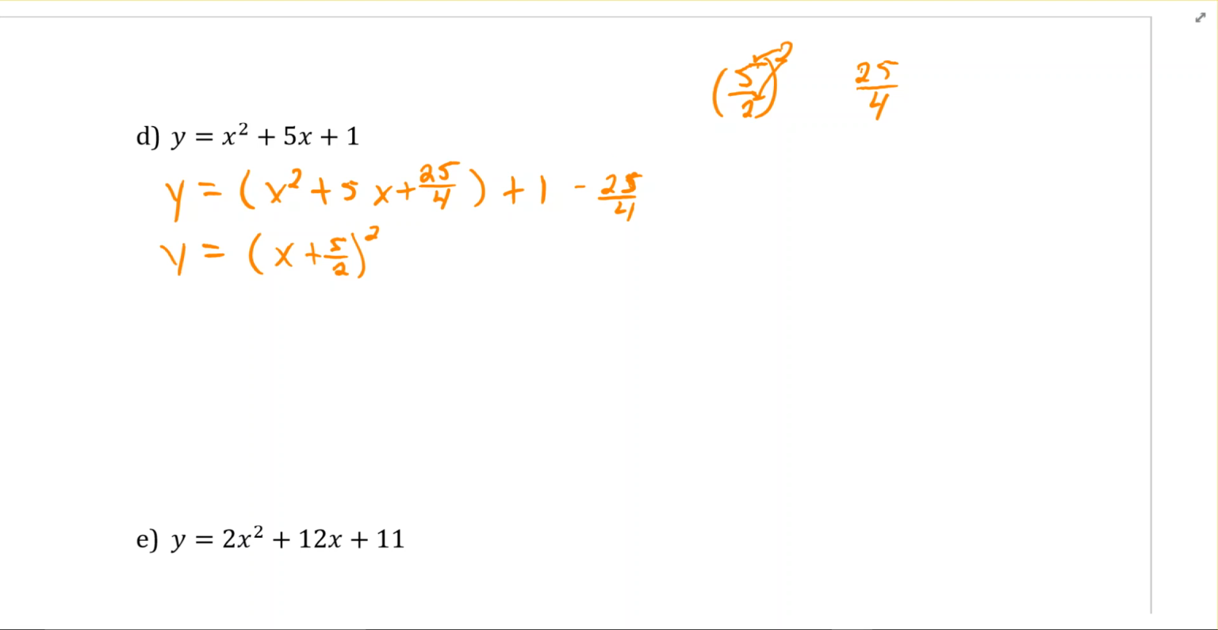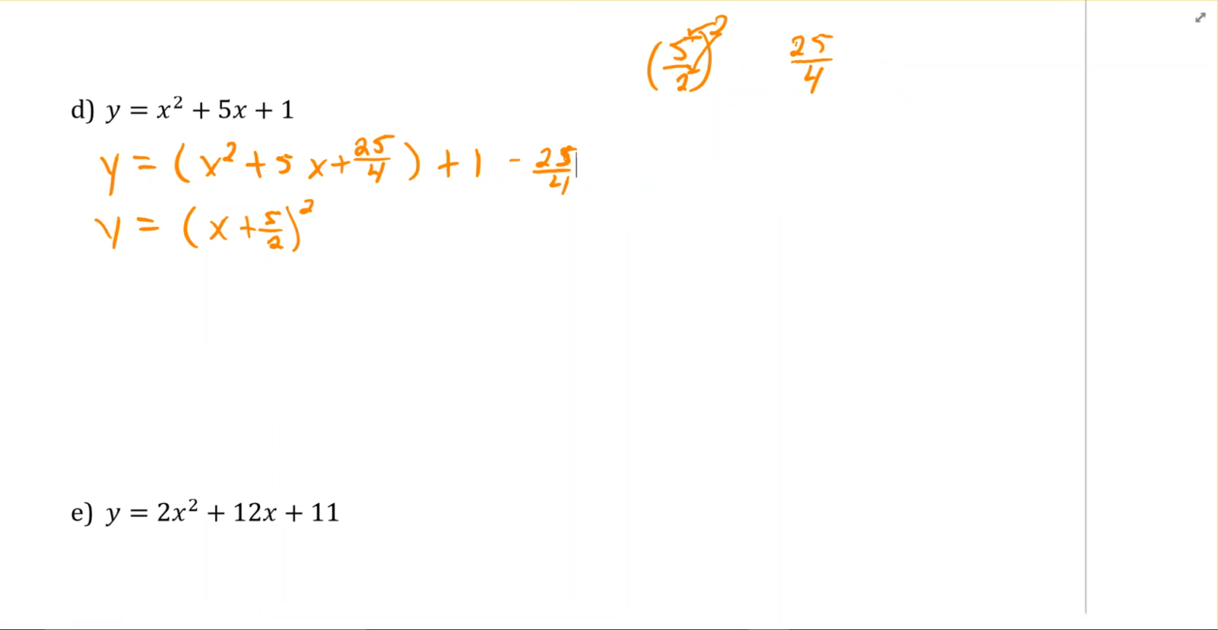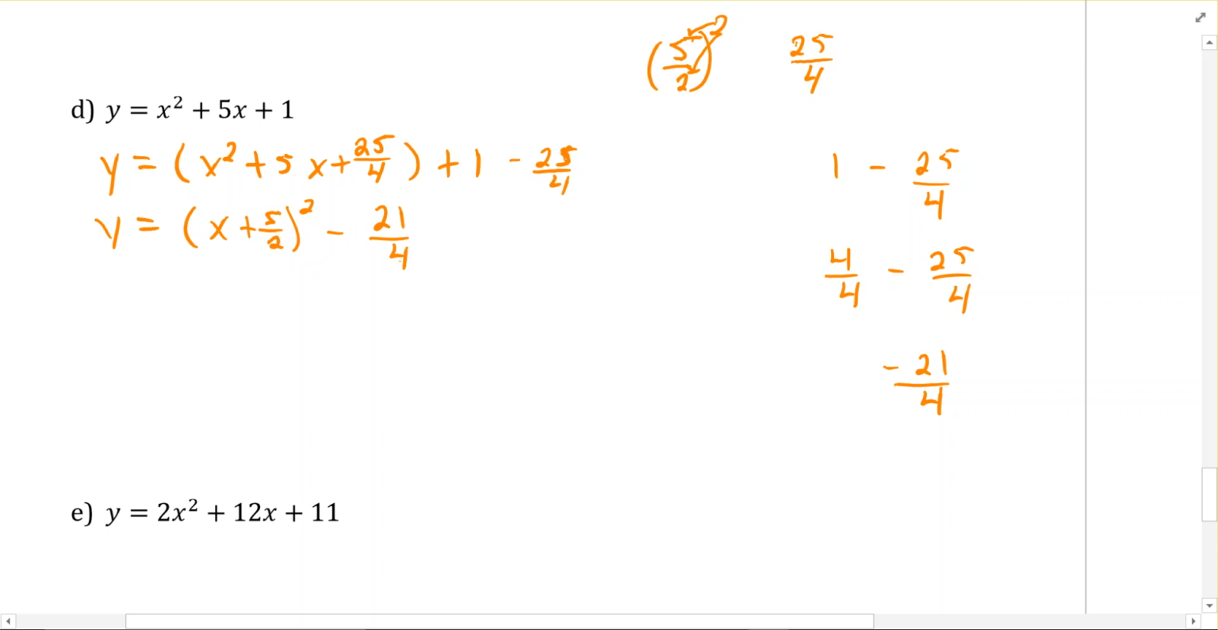Now we need to subtract these fractions. I know for some reason people don't like this, but let's just do it over here. So we've got 1 minus 25 over 4. Well, I need to rewrite this 1 as 4 over 4, because they need to have the same denominator, right? So 4 over 4 minus 25 over 4. So this becomes negative 21 over 4. So in the end here, we've got minus 21 over 4.